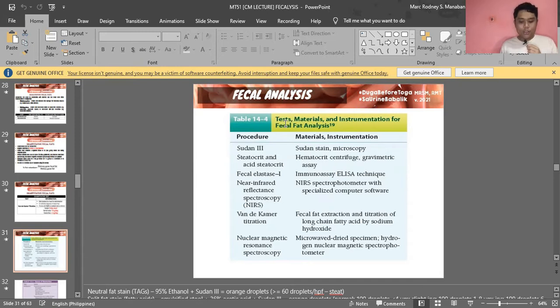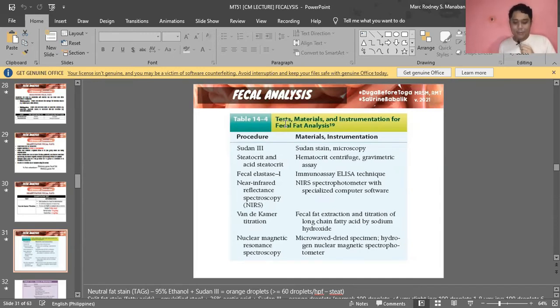Near infrared, what you use kay na ay spectrophotometer din ay computer software. Like murag imo siyang infrared light, imuhang stool sample, and then i-measure ang fats from the stool sample based on the infrared light na measure. Parang ganun, yeah, that's the principle.